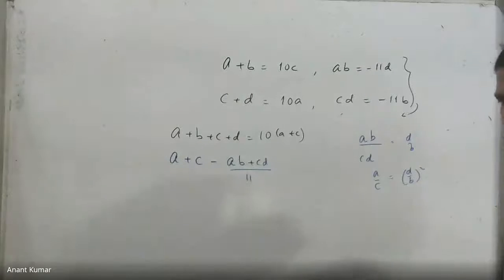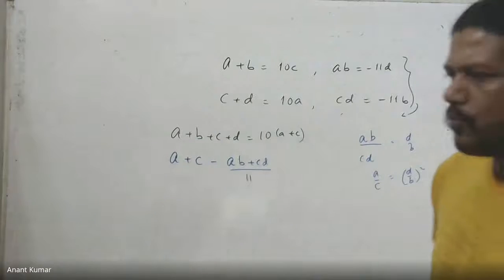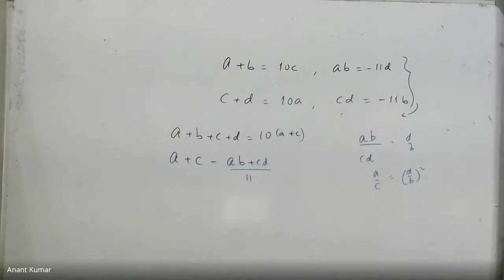Sir, a similar question was given in the KVPY of 2019, maybe the same question. In that case, it was 5C and 5A, and minus 6D and minus 6B. So it was similar, but right now the numbers are a bit different. We have 10 and 11, something to do with that it seems, but cannot figure it out.